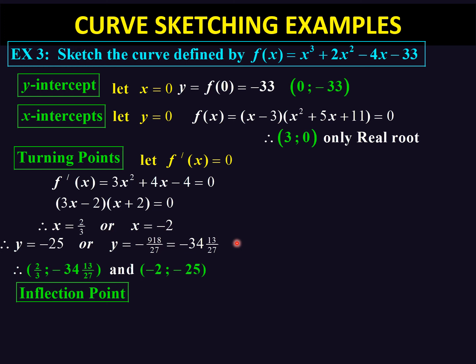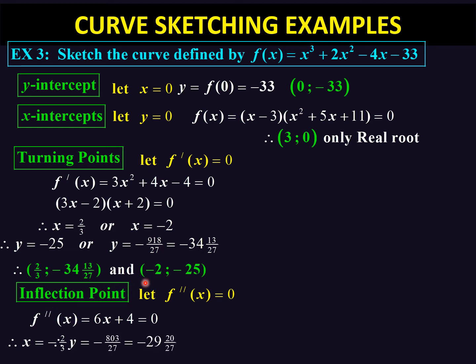So what must I differentiate? That's right, the first derivative. Let's differentiate it, and that gives us 6x + 4. Easy. And there I end up with x = -2/3, and a point requires an x and a y. Always read carefully: it's not inflection points, it's inflection point. And there we have the inflection point.